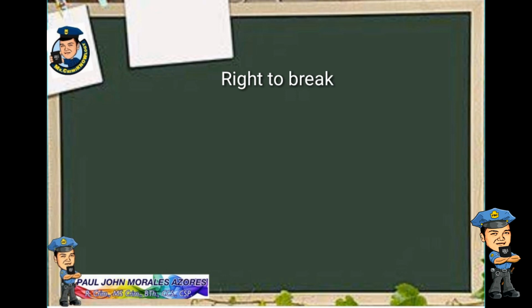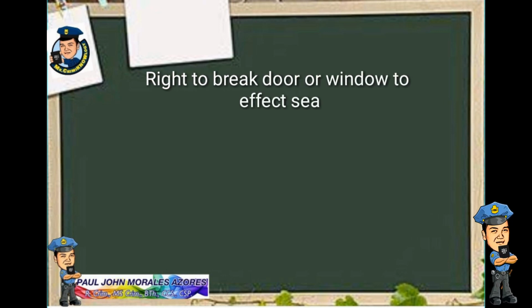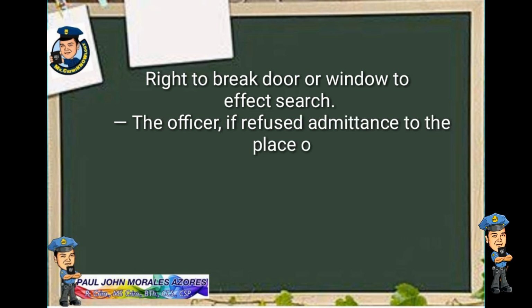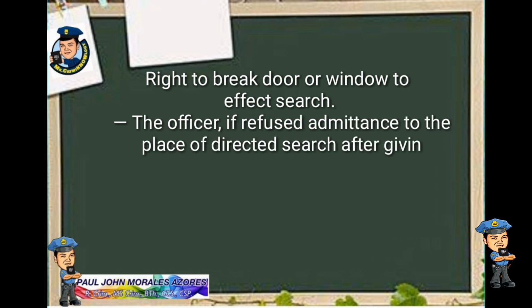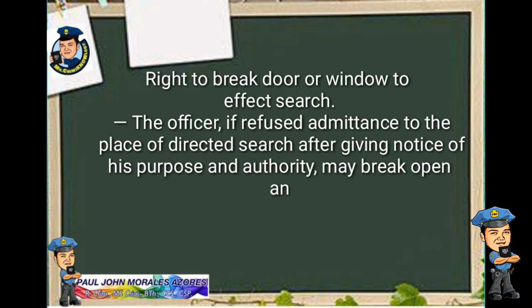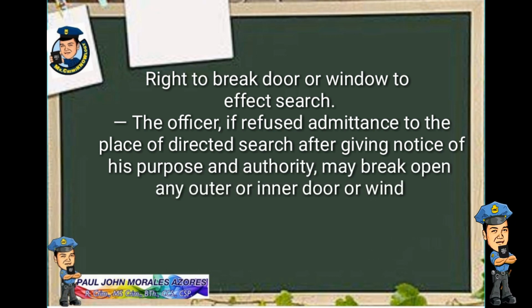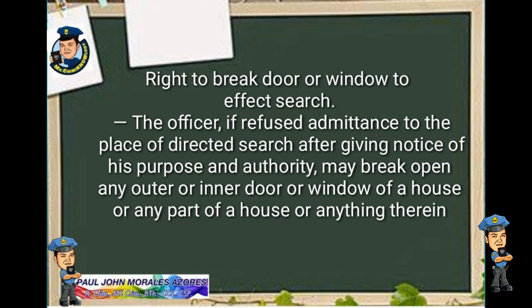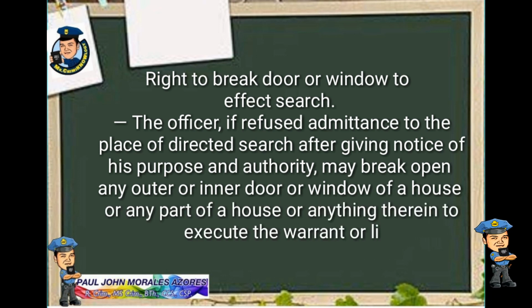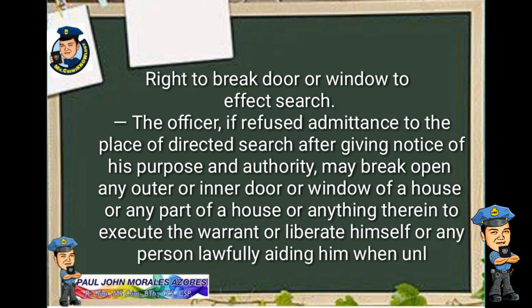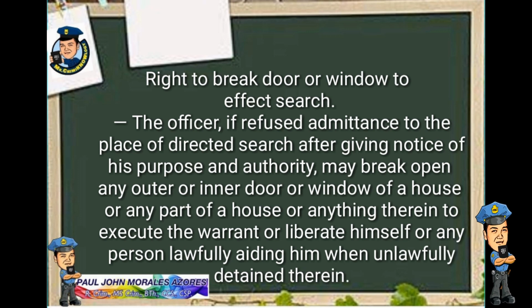Right to break door or window to effect search. The officer, if refused admittance to the place of directed search after giving notice of his purpose and authority, may break open any outer or inner door or window of a house or any part of the house or anything therein to execute the warrant or liberate himself or any person lawfully aiding him when unlawfully detained therein.